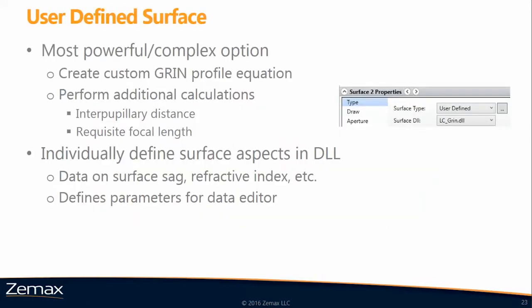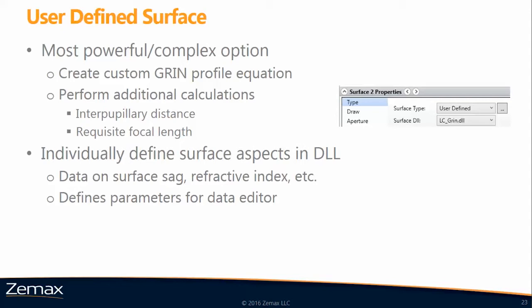A user-defined surface is a much more powerful option for defining gradient index lenses, but this process adds a lot of complexity. In addition to the index profile, the UDS allows for additional calculations, which is where the interpupillary distance calculation to determine where the eye should focus would come in. Additionally, this coding option would allow for actively modeling the effects of a voltage profile, or for calculating a requisite focal length in order to properly focus.